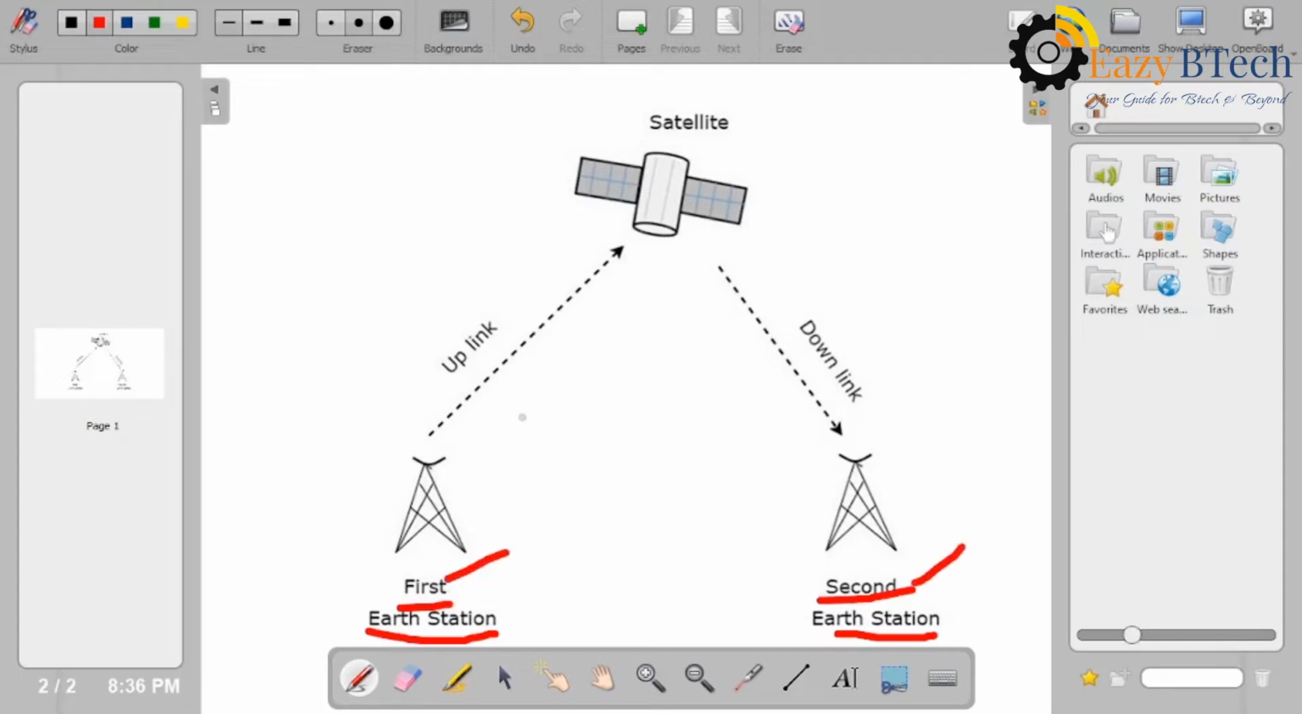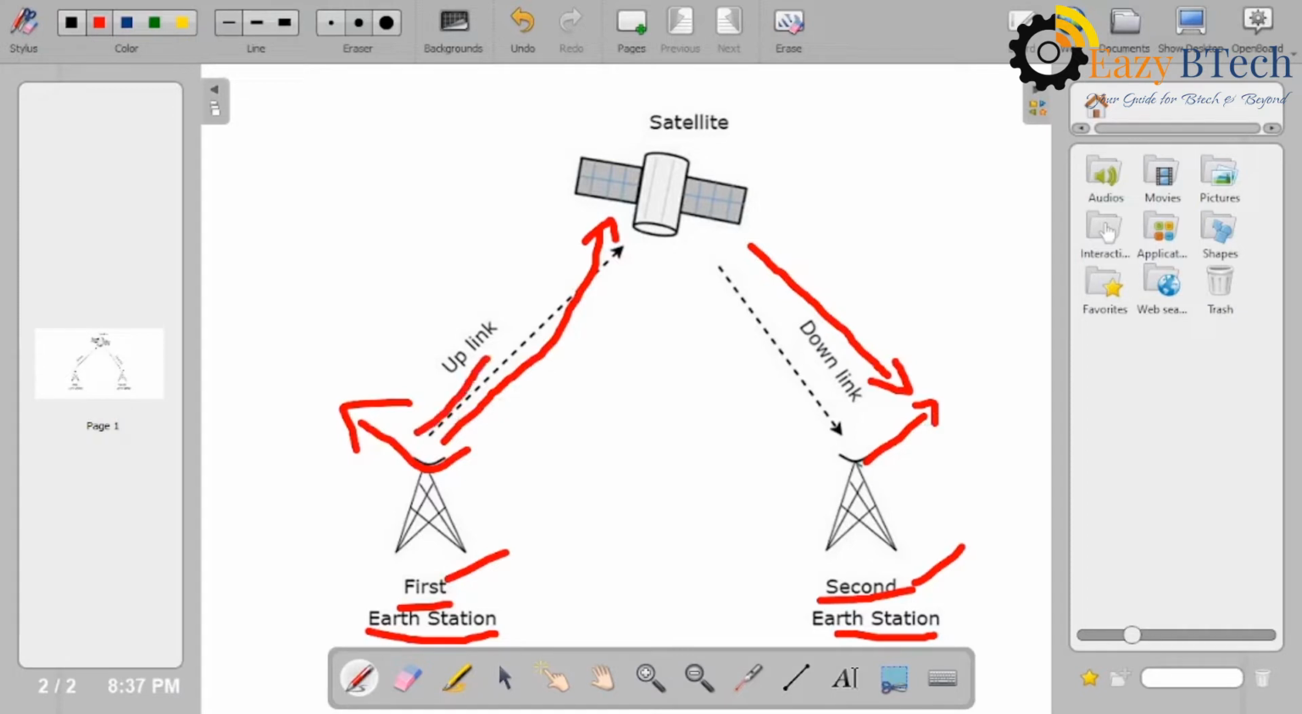I am transmitting data to the satellite here, through these towers, the antennas. As I already said, in wireless communication our data is in the form of electromagnetic signals that are transmitted using the concept of antenna. So through the antenna, the signals, that is the data, pass to the satellite.